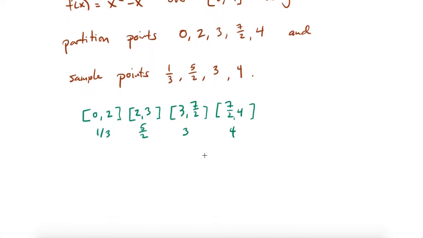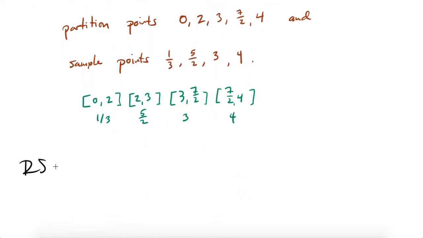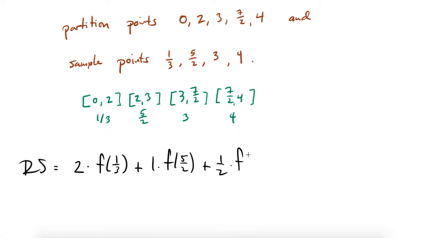The Riemann sum in this case will be equal to, for the area of the first rectangle, the width of the rectangle, which is 2, the length of this subinterval, multiplied by the height, which is where my sample point hits the curve. So this is the width, and this is the height. Similarly, here width 1, height f of 5/2. Here width 1/2, height f of 3. Here width 1/2, height f of 4.